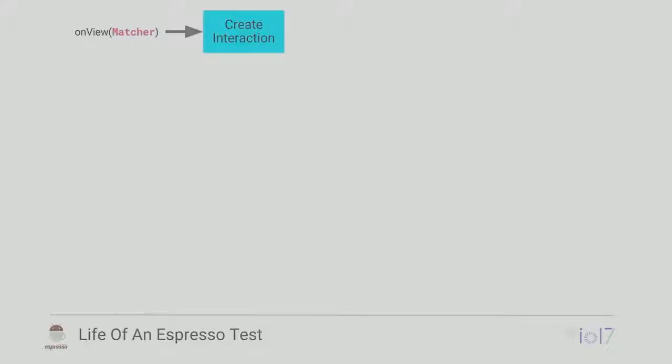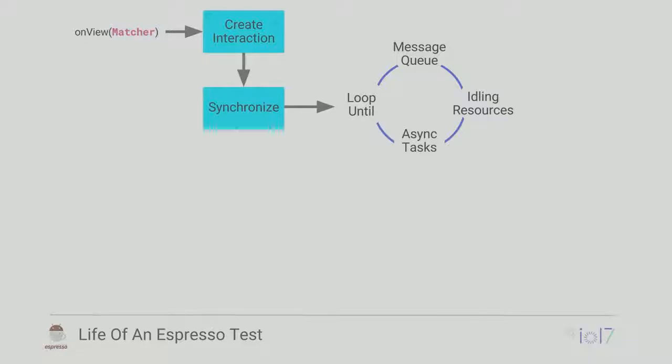But in order to provide you such a simple API, there's a lot of things that need to go on under the hood. So let's actually look at how Espresso works. So when you call onView and give us your matcher, the first thing that we're going to do is we're going to create a view interaction for you. And then the next thing is we make sure that your app is in an idle and sane state before we are ready to interact with it.